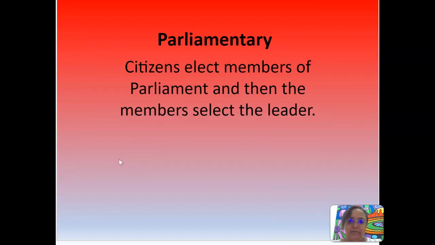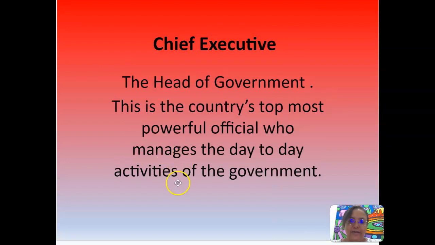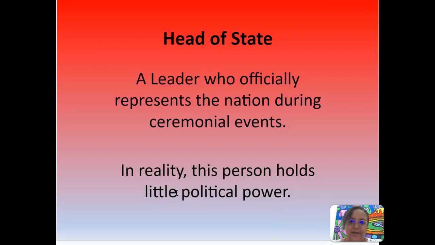Parliament: citizens elect members of parliament, and then the members select the leader. Presidential: a system of government in which the leader is constitutionally independent of the legislature. Citizens directly elect their leader. Chief executive, the head of government: this is the country's topmost powerful official who manages the day-to-day activities of the government. Head of state: a leader who officially represents the nation during ceremonial events. In reality, this person holds little political power.